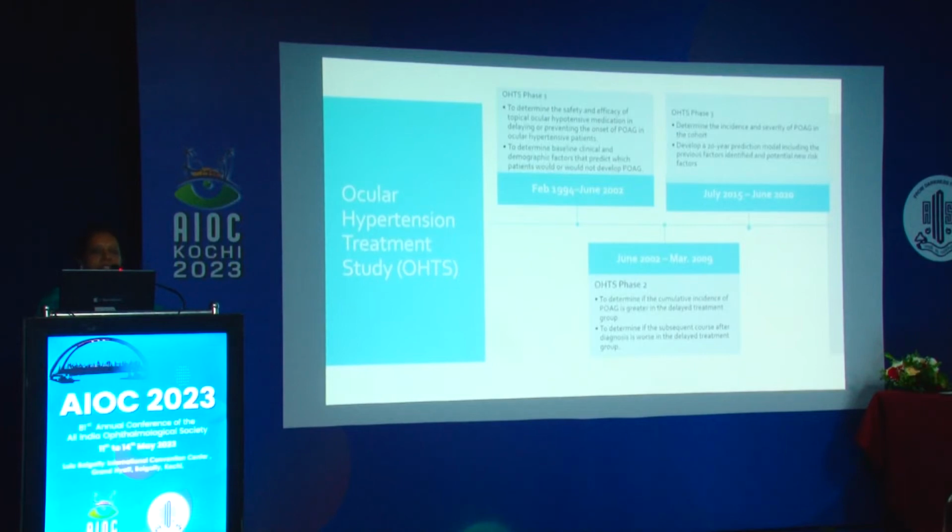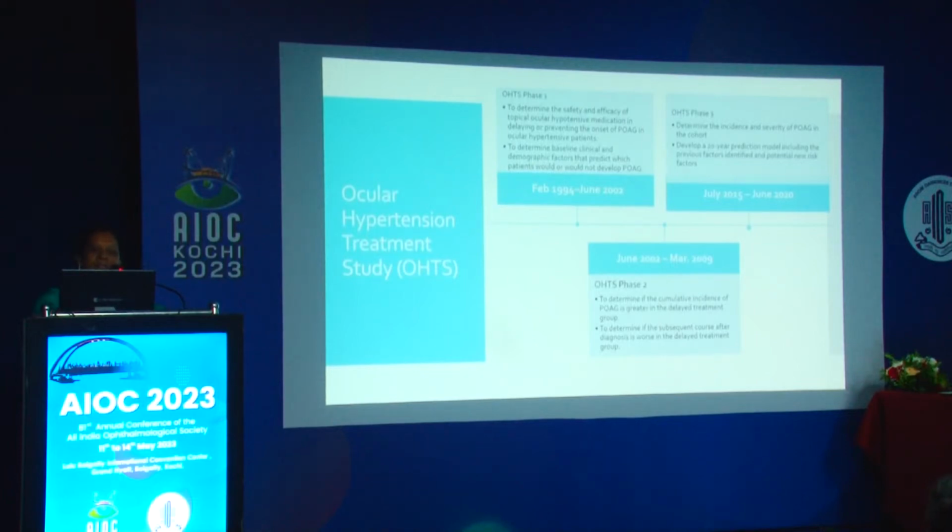The patients who were randomized to the treatment group in OATS 1 continued the treatment and were followed up, and the patients who were randomized to the observation group were started on treatment. That's OATS 2, and the objectives were to find the cumulative incidence of POAG in the delayed treatment group, and also the subsequent course after diagnosis, whether it is worse in the delayed treatment group.